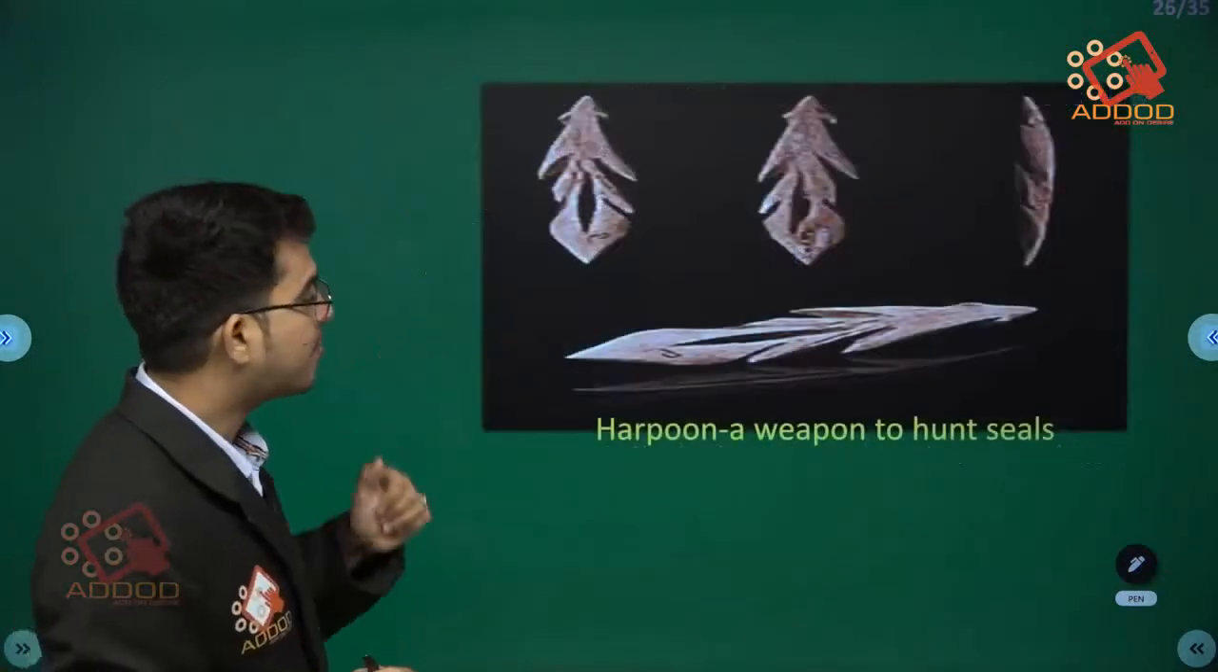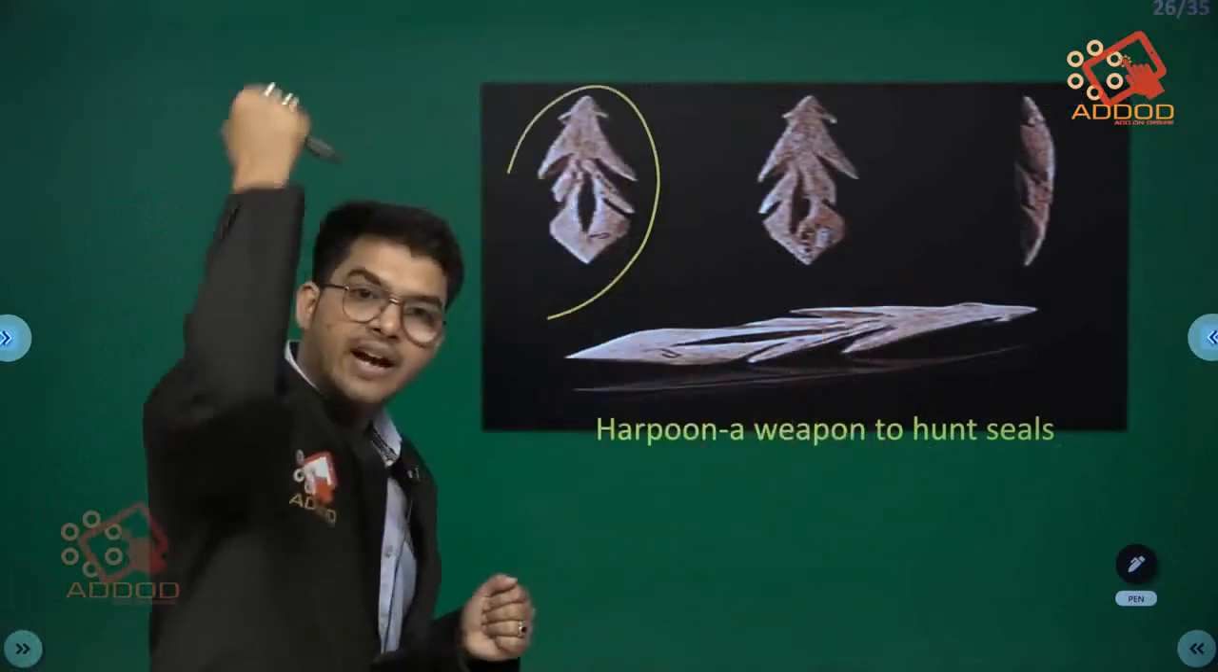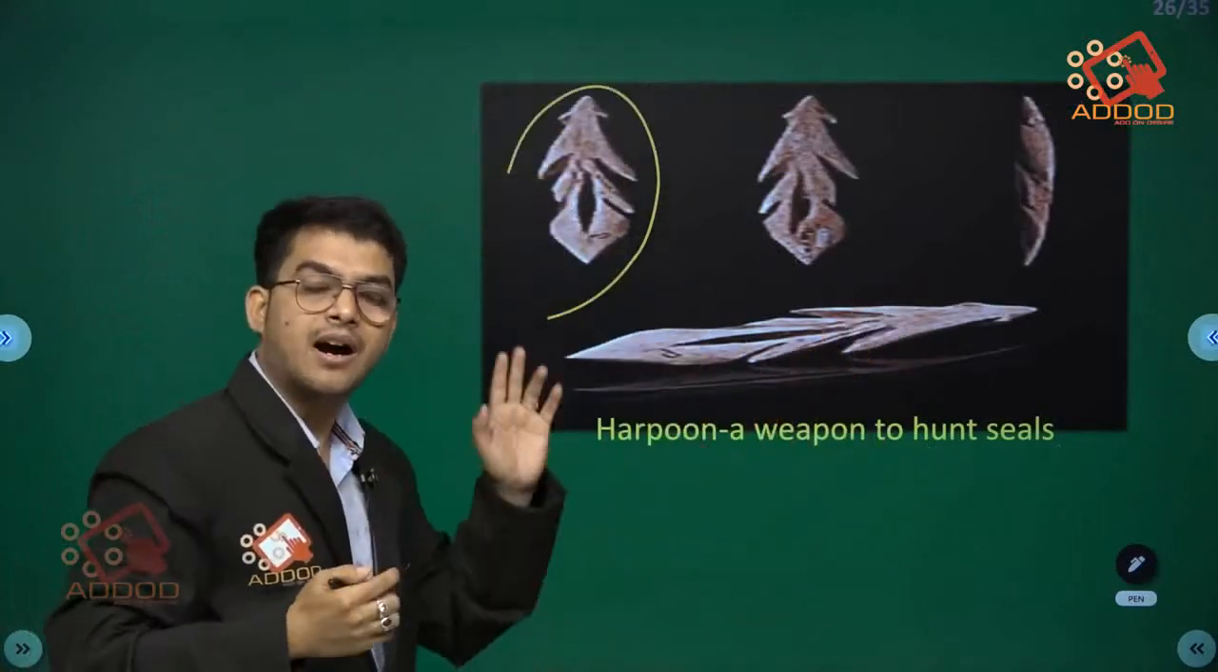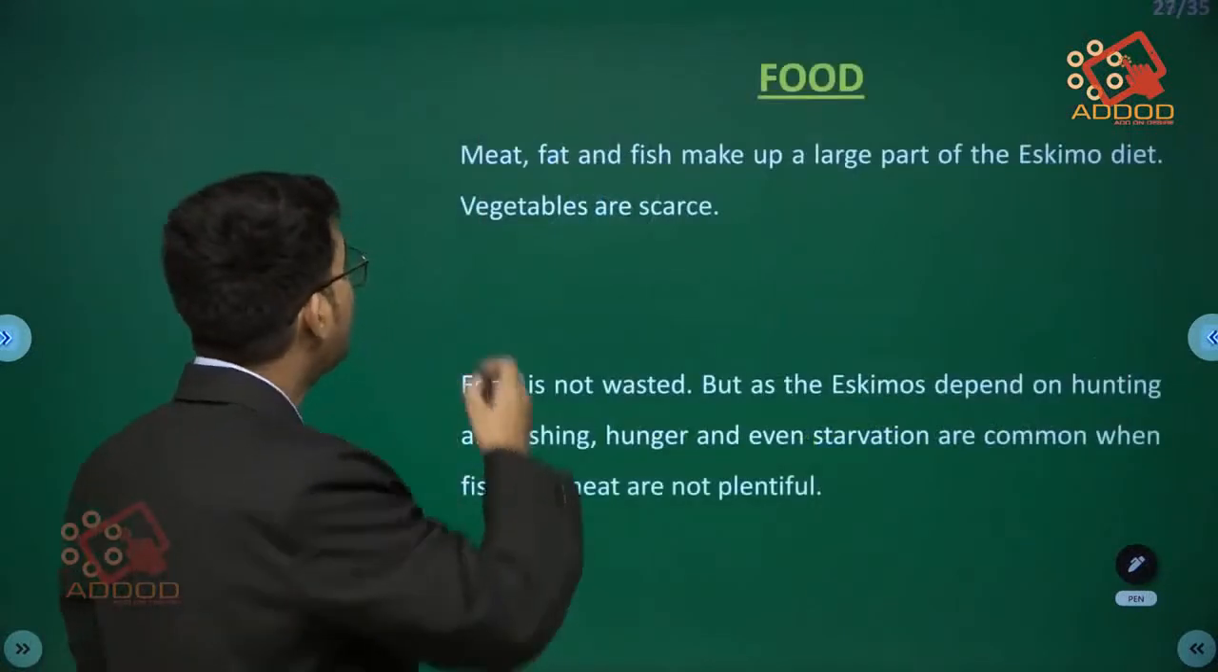So this is a harpoon, a weapon to hunt seals, very sharp. They catch with this and hunt like that. They strike the heart and they kill. Then they eat food. What type of food?